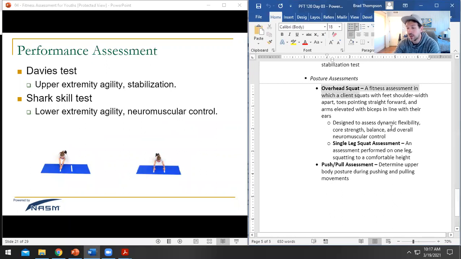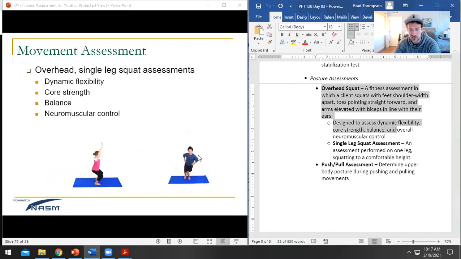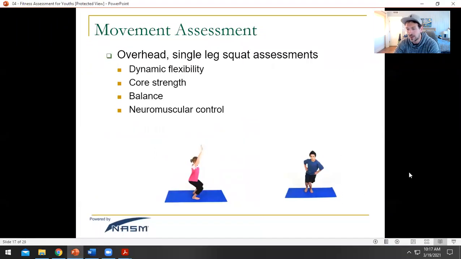So that's the overhead squat. We've also got the single leg squat, which you can see here on the right-hand side, where we do the same thing. The only difference here is during the single leg squat, we aren't looking at overall body posture. We're just testing core strength and balance. If your client's knees cave in, it means the same thing as when it caved in during the overhead squat.